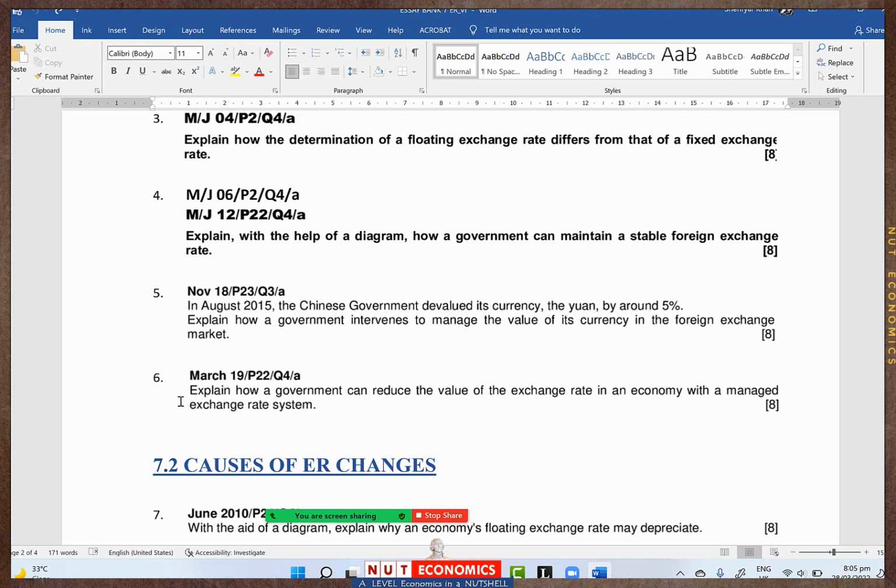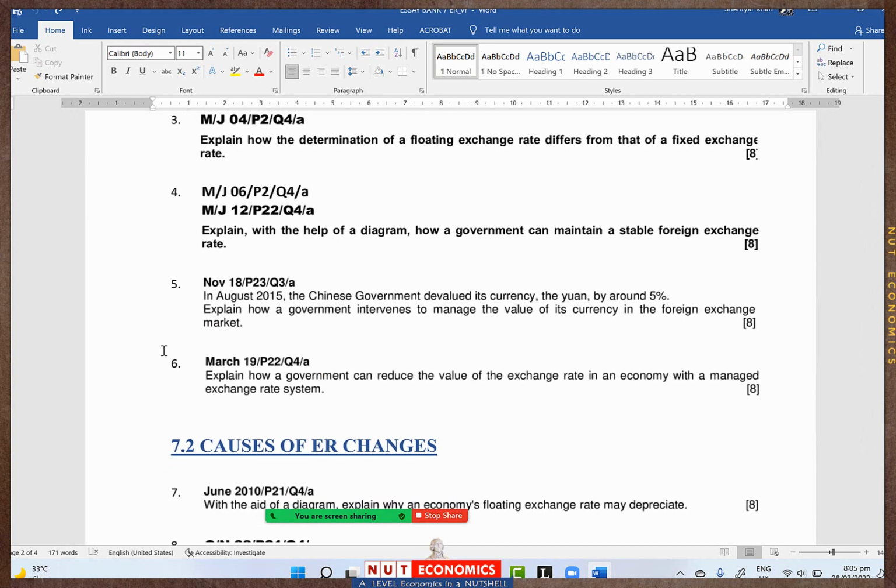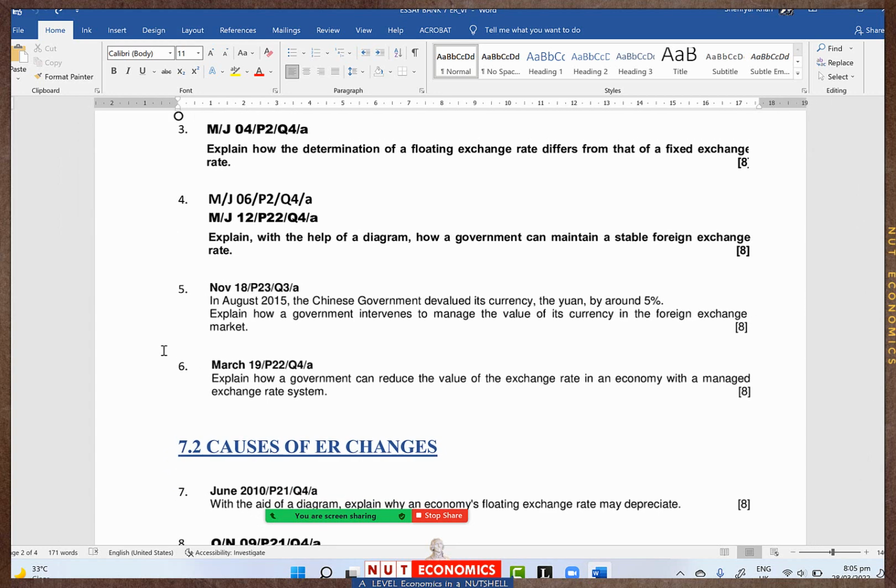Let's do questions number 5 and 6 as well, so that our first part is entirely done. In August 2015, the Chinese government devalued its currency. Devalued, again remember the word here is not depreciation. Devalue means the central bank has deliberately lowered the value of its currency by around 5%. Explain how a government intervenes to manage the value of its currency in the foreign exchange market.